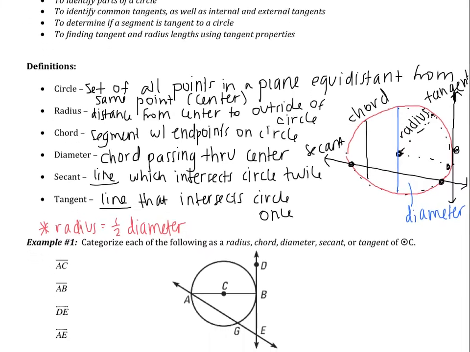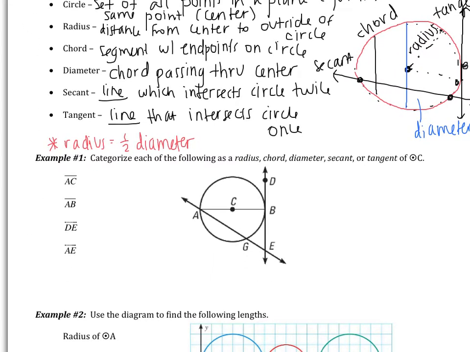The first example that we have is going to apply these definitions. So it says categorize each of the following as a radius, chord, diameter, secant, or tangent. So I'm going to do the first and second one with you, and you're going to do the next two. AC, so it's talking about this segment right here. It goes center to outside of circle, so this is called a radius. AB, so this right here, center to outside, so it crosses all the way through and goes through the center. So this one's a diameter. Pause the video and see if you can do the next two.